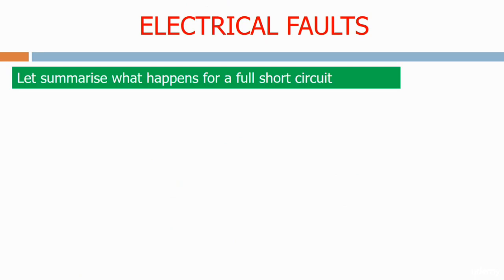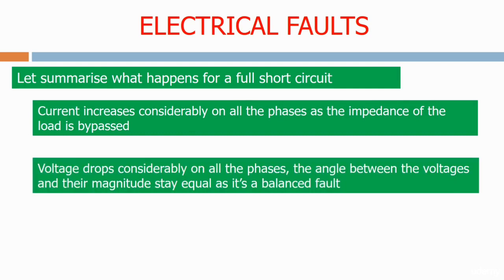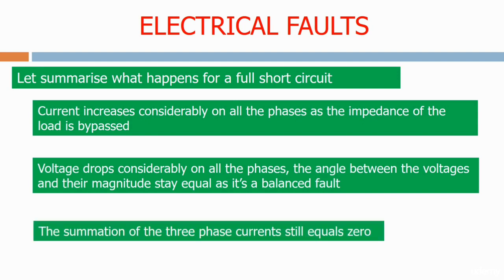Let's summarise what happens for a full short circuit. Current increases considerably on all of the phases, as the impedance of the load is bypassed. Voltage drops considerably on all the phases. The angle between the voltages and their magnitude stay equal, as it's a balanced fault. The summation of the three-phase currents still equals zero.